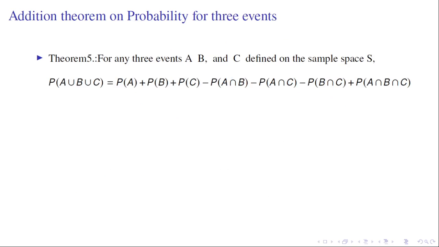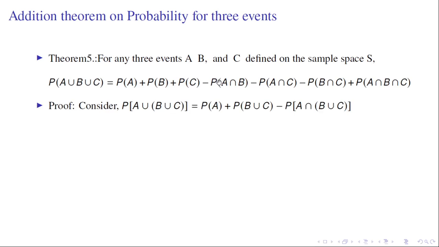Let us look at the addition theorem for three events. For any three events A, B and C defined on a sample space S, probability of A union B union C is equal to probability of A plus probability of B plus probability of C minus probability of A intersection B minus probability of A intersection C minus probability of B intersection C plus probability of A intersection B intersection C. We prove this theorem by using the distributive property on unions.